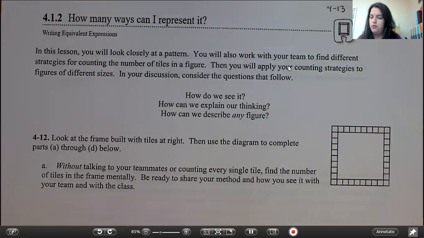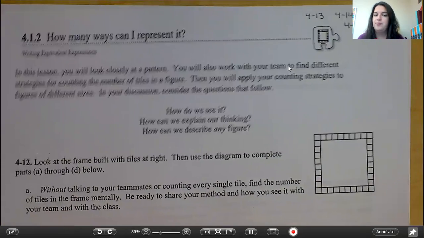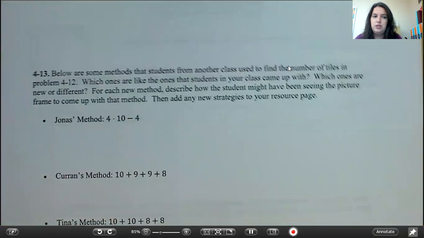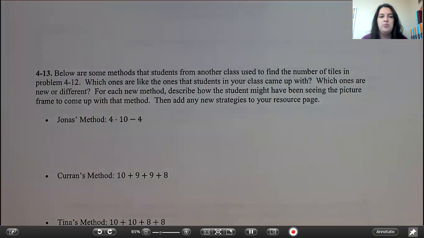So we're going to start with problem 413. I will tell you that you'll need to come back to this picture, but we're going to start with problem 413. 413 says, below are some methods that the students from another class use to find the number of tiles in problem 412. Which ones are like the ones the students in your class came up with? Which ones are new or different? For each new method, describe how the student might have been seeing the picture frame to come up with that method, then add any new strategies to your resource page.